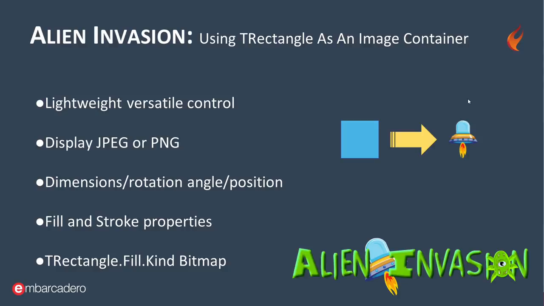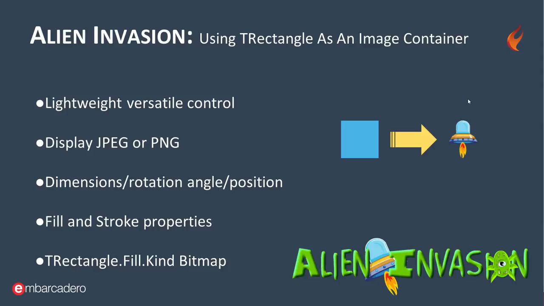I chose T-Rectangle because it is able to display a bitmap like a JPEG or a PNG, and it is more lightweight than T-Image. The dimensions, rotation angle, and position of the T-Rectangle can be easily accessed when building collision detection as well. You can modify the look of the T-Rectangle control using the fill and stroke properties. The fill property is the face of the T-Rectangle, and the stroke property is the line around the edge of the T-Rectangle. Setting the T-Rectangle stroke kind property to none will turn off the line around the T-Rectangle.